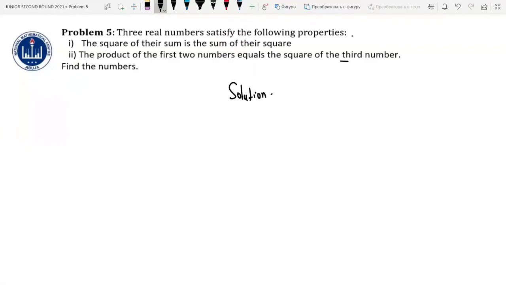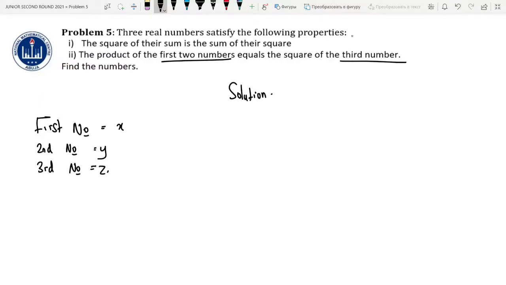So let's go through the question together. Because of this last property, which specifies the first two numbers and the third number explicitly, we're going to write the numbers down explicitly. So make this distinction. The first number, let's call it X. Second number, let's say is Y. Third number, let's say is Z.